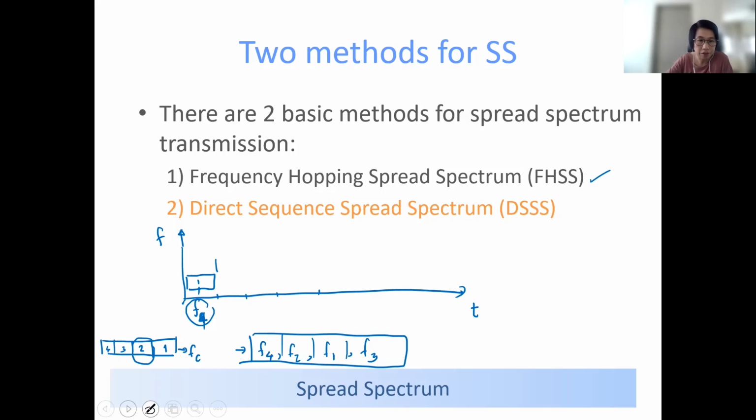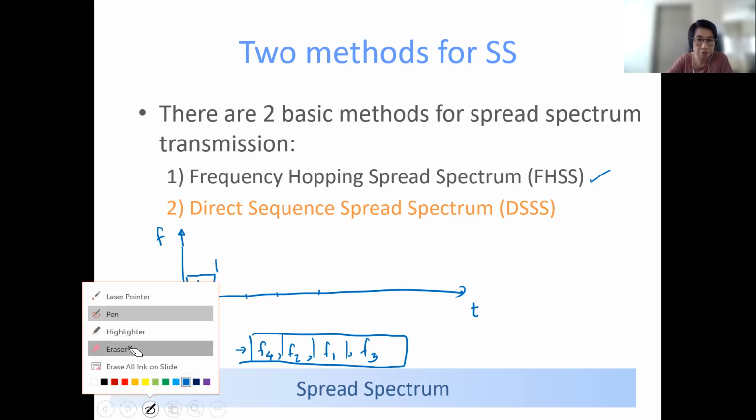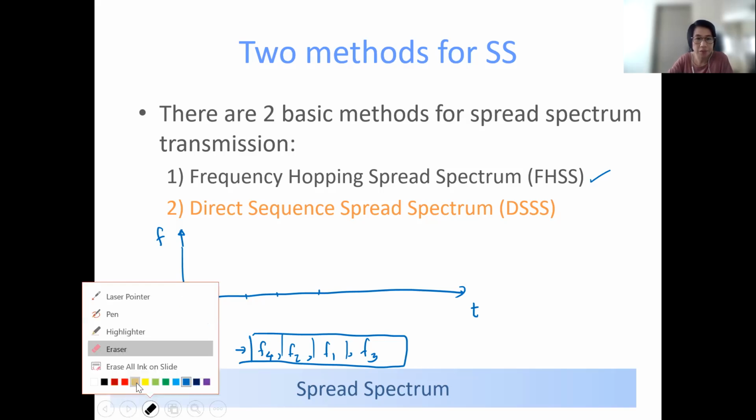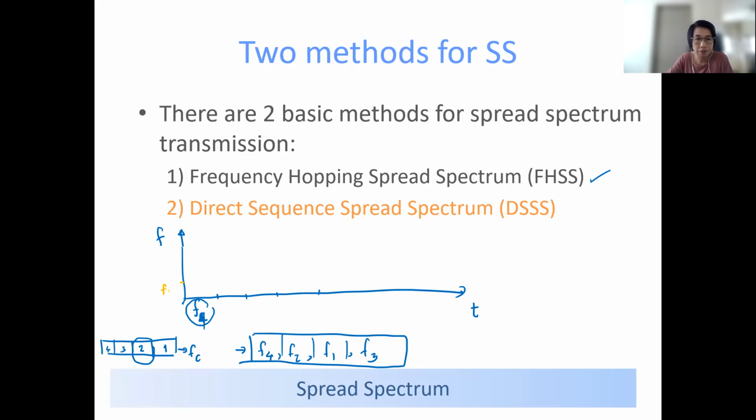Okay, I will erase to make it more correct. So the frequency becomes 4 as well in this example. So this is F1, F2, F3, and F4. So if package number 1 will be sent, it will hop into frequency F4. So the package will be here.